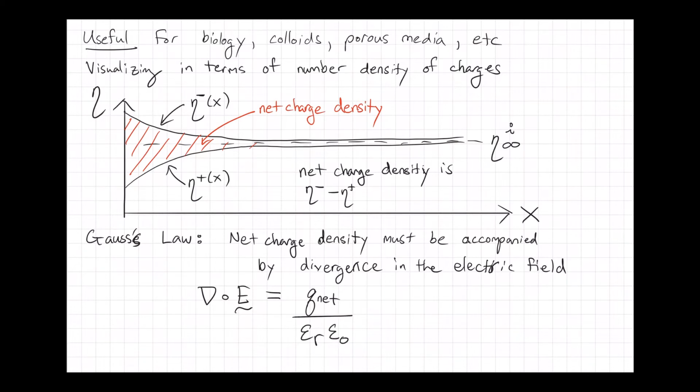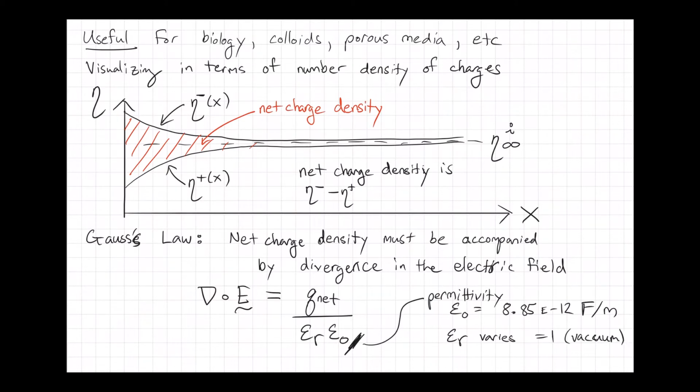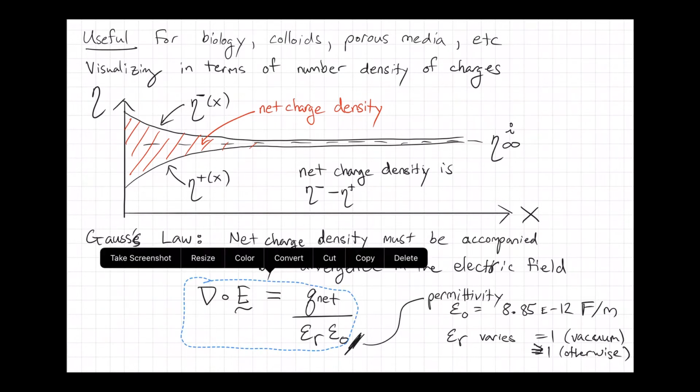And so the permittivity of a vacuum is a well-known universal constant. It's equal to 8.85 e to the minus 12 farads per meter. And then we define something called the relative permittivity that depends on what the medium is. By definition, it's 1 in a vacuum, but it's generally a number higher than that. For example, in water, it's as high as 80, which is pretty high. And in some solids, it gets up into the several hundreds.